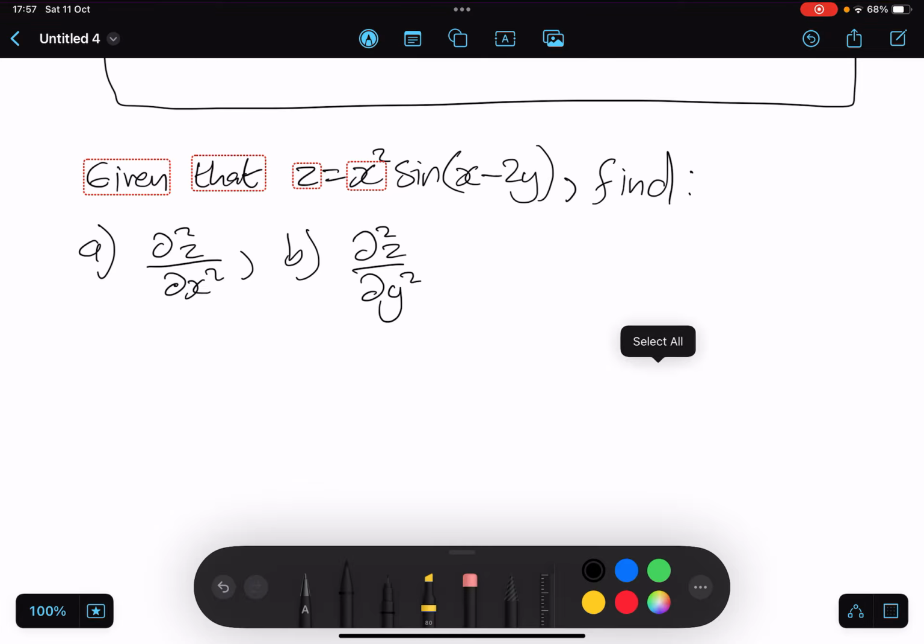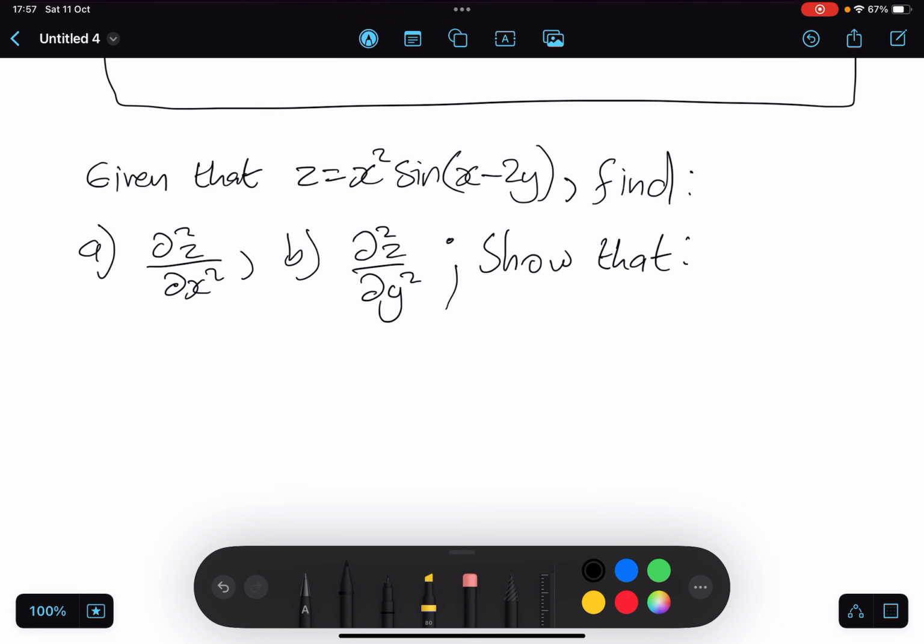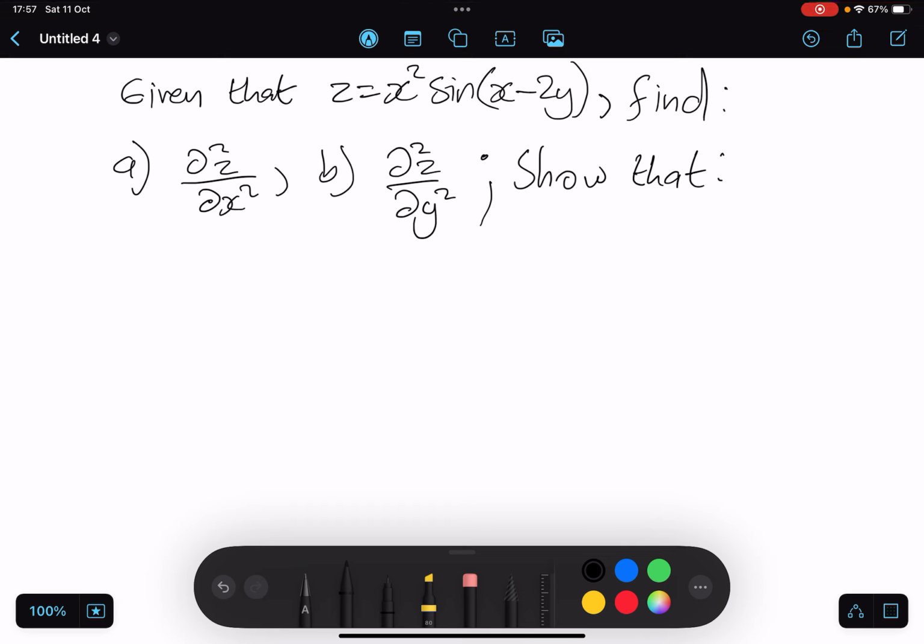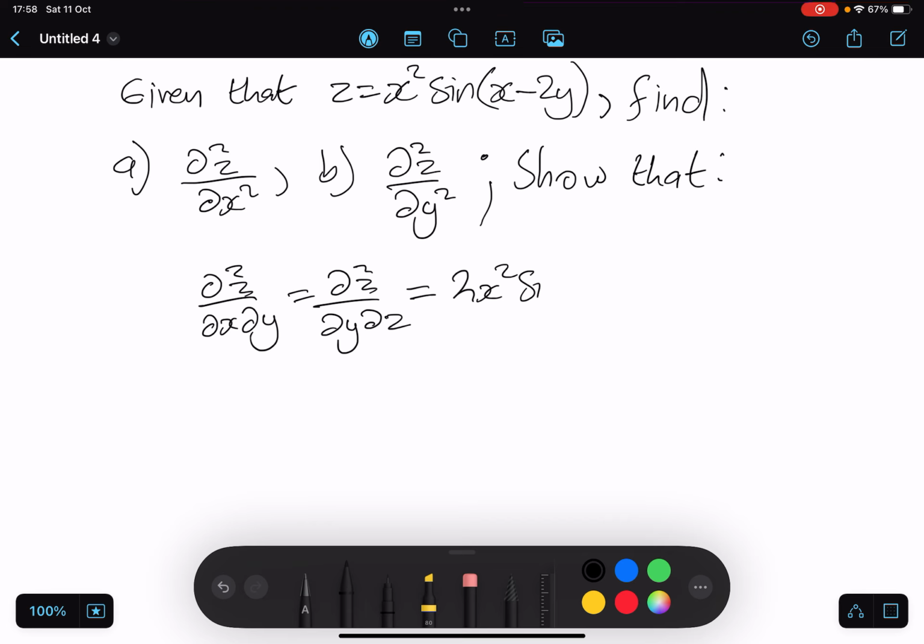And then they are saying, show that d squared z over dx dy is equal to d squared z over dy dx, which is actually equal to 2x squared sine(x minus 2y) minus 4x cos(x minus 2y). So these are the three tasks that we're supposed to do.